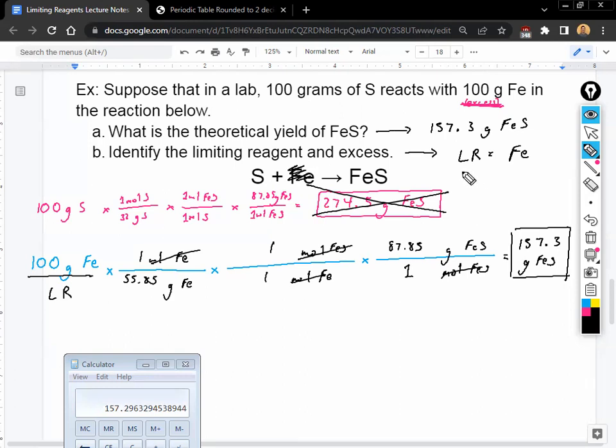Okay, so the limiting reagent is Fe because that's the chemical that we run out of. And then our excess is the one that we don't run out of, which is going to be the one that makes the bigger number. So our excess is S. Okay, so these are the answers that you should have provided for me, and this is what you'll be doing on your assignment. Theoretical yield is the smaller product that you make. The limiting reagent is the one that you run out of first, and the excess is the one that makes the bigger number. Okay, and that's pretty much it.